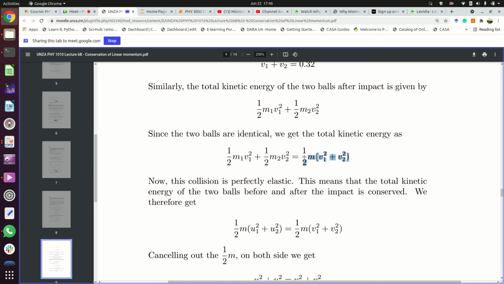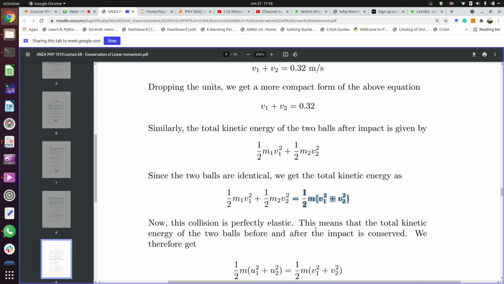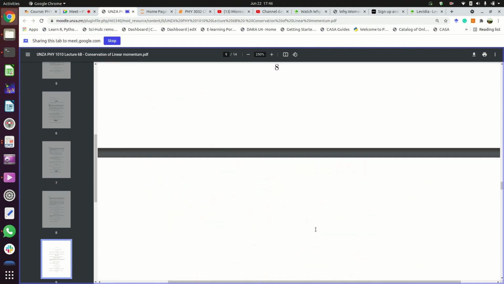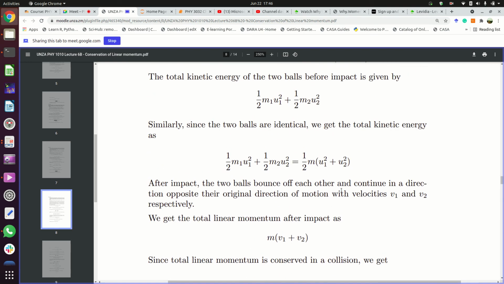Since the collision is elastic, like I've been mentioning, it means that the total kinetic energies before and after collision have to be the same. So you equate this expression of the total kinetic energy after a collision and the total kinetic energy just before collision, this one here. So we have to equate these expressions.